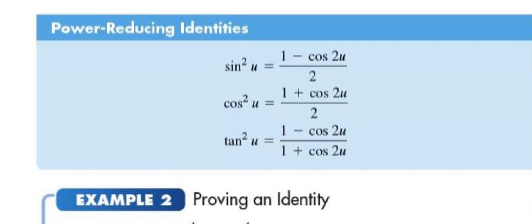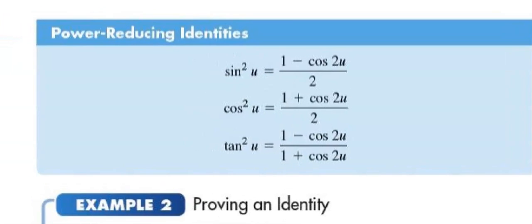These are called power reducing formulas because you're going from a squared to a linear. But that linear happens to be a double angle. Each one of these is going to a cosine 2u. Now, that does require eventually that we'll substitute something in there. But it's called power reducing because it gets rid of the squared term.